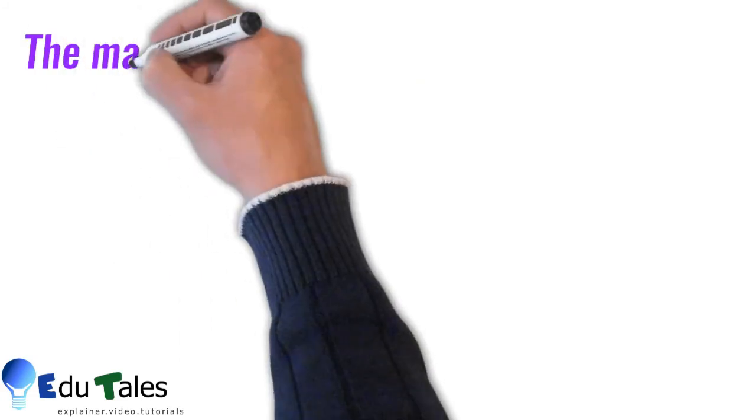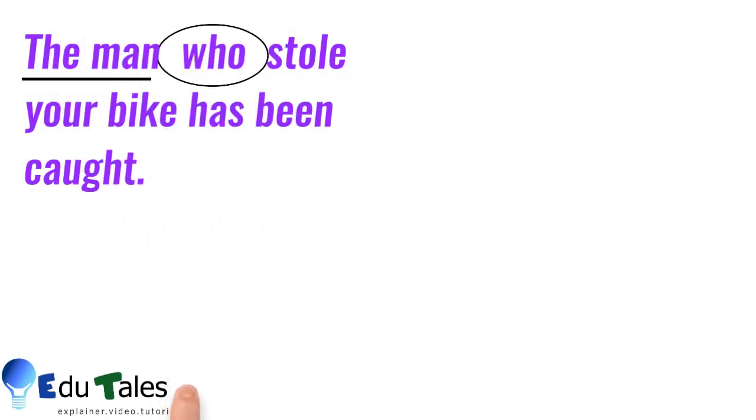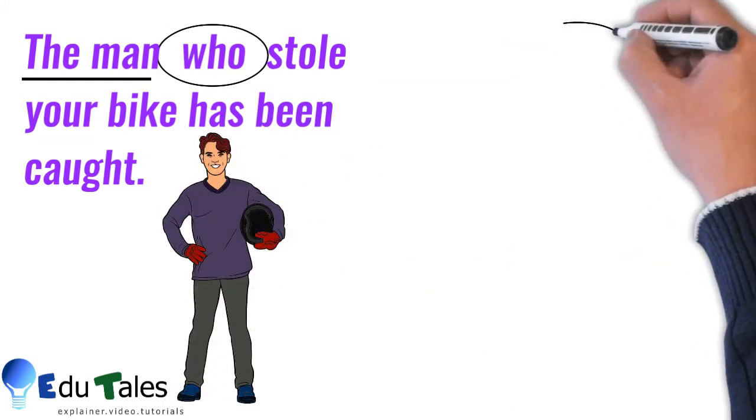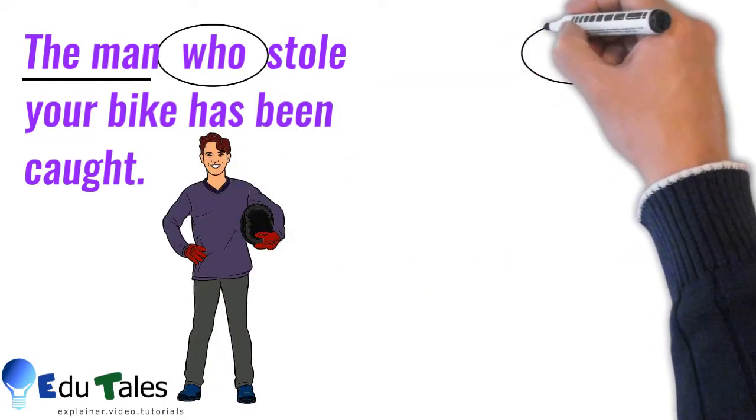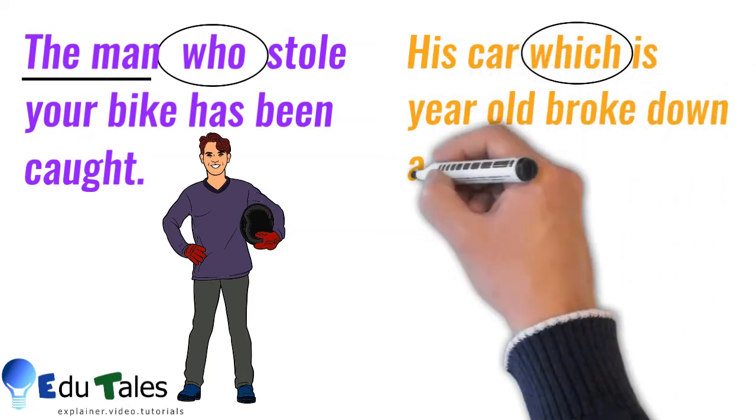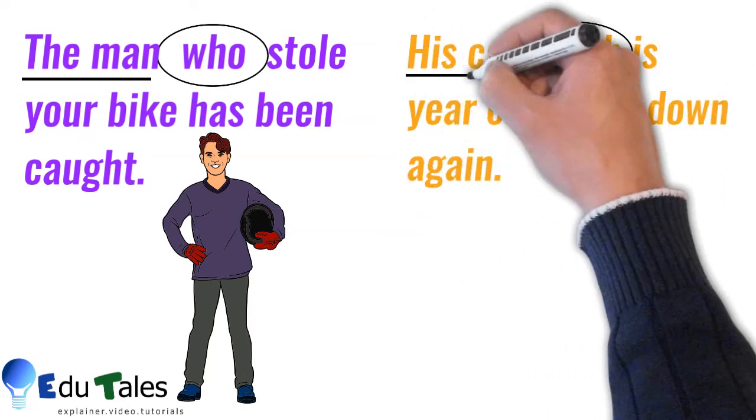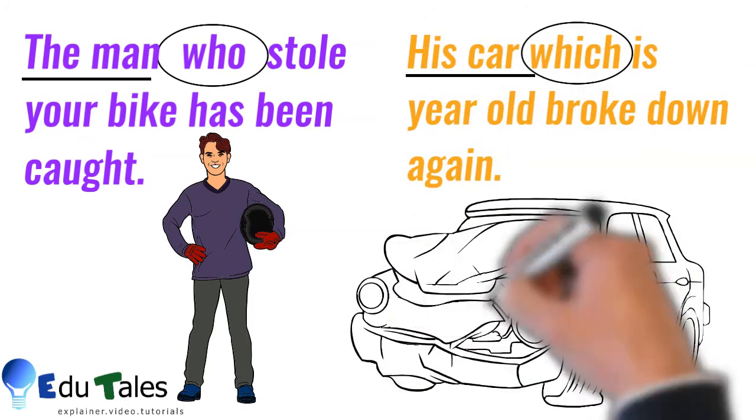For example, the man who stole your bike has been caught. In this sentence, who identifies the man. His car, which is 1 year old, broke down again. Here, which gives us more information about his car.